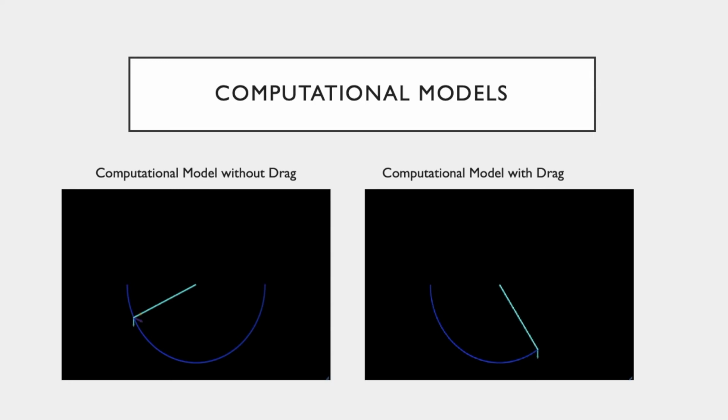And for the model with drag, we have the same conditions, and as you can see, we don't make that full semicircle here. We stop right about there, and we can say that this is due to the drag force, which slows down the motion of the person on the swing.